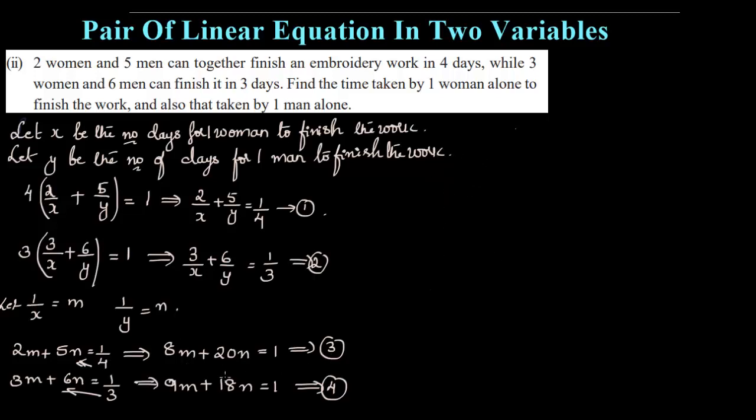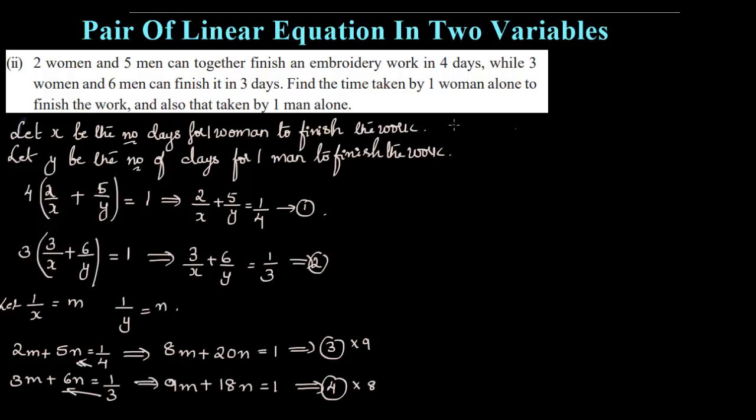So here you can observe the coefficient of m is not equal and the coefficient of n is also not equal. So let me multiply these two equations with the opposite number. So here it is 8. Let me multiply this equation with 9 and let me multiply this equation with 8.